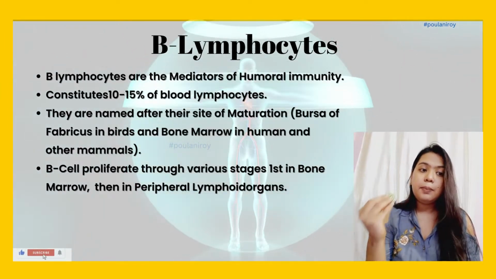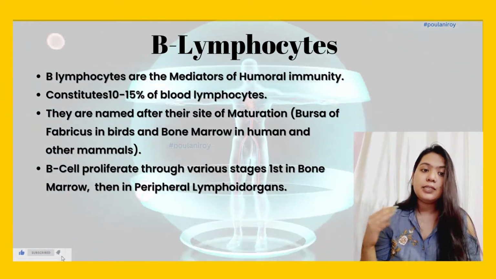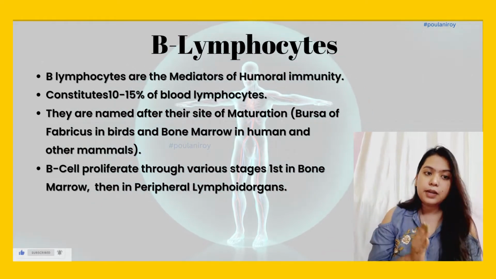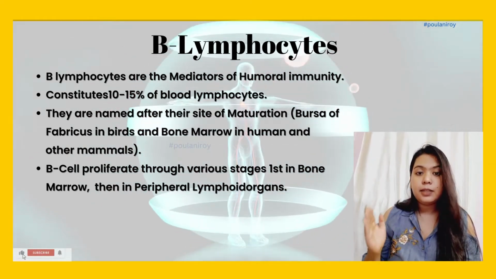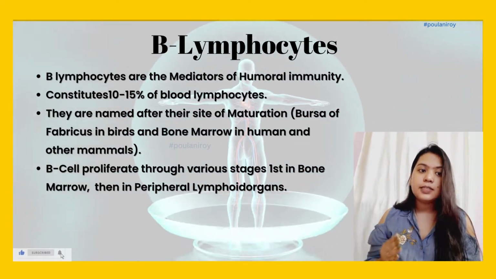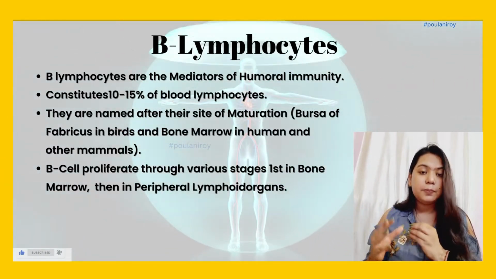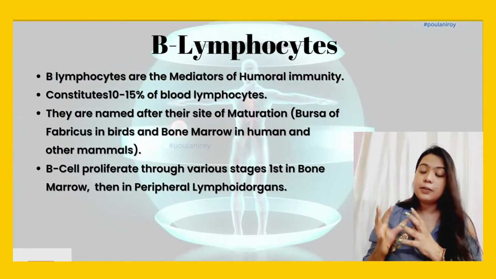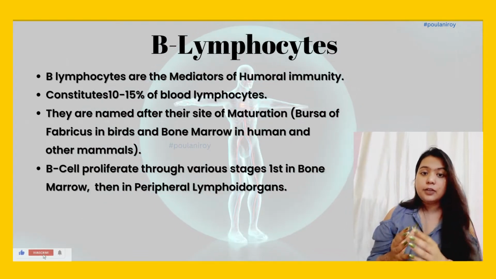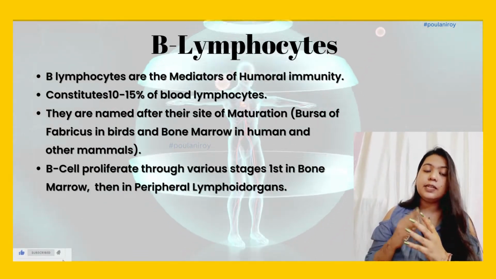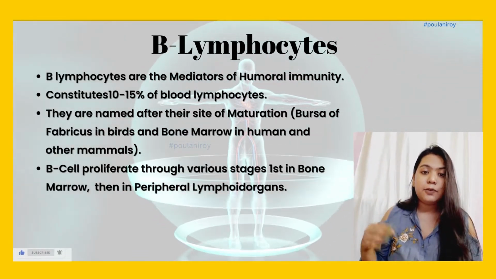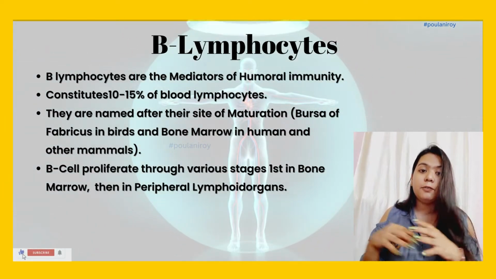Next, see, the B cells proliferate through various stages, first in the bone marrow, then in the peripheral lymphoid organs. The various stages of their development will begin first at the bone marrow and then proceed in the peripheral, or you can say the nearby, lymphoid organs.